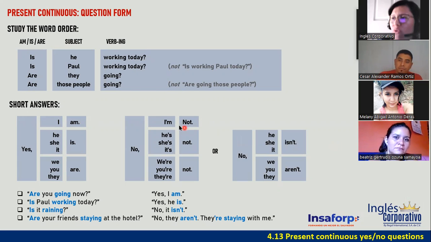Pero, ¿qué sucede con las negative forms? Con las negative forms, acá tengo dos formas. ¿Por qué, teacher? Porque puedo contractar el verbo to be si quiero, o puedo combinar el verbo to be con la partícula not, ¿verdad? El am not solo tiene una negativa y es 'm not o am not, cualquiera. Pero acá es diferente. Yo puedo decir he's not, she's not, it's not, o he isn't, she isn't, it isn't, o we're not, you're not, they're not, o we aren't, you aren't, and they aren't. Ahí usted elige cuál de las dos va a utilizar.